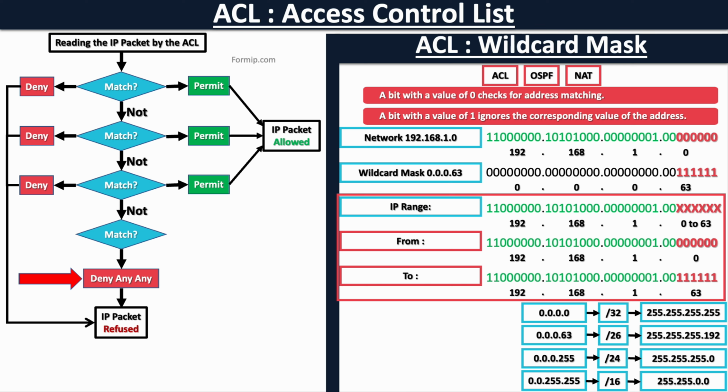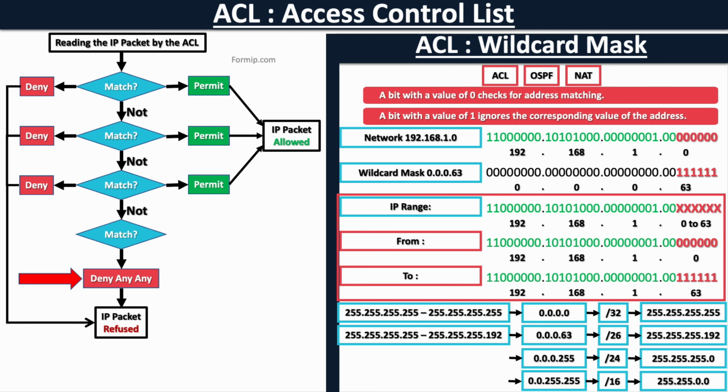0.0.255.255 corresponds to a mask of /16, 0.255.255.255 to a /8, and so on. To quickly calculate the wildcard mask, the easiest way is to make a simple subtraction of 255.255.255.255 by the normal mask that we want to convert to wildcard. 255 minus 255 gives us 0. 255 minus 192 gives 63. And 255 minus 0 equals 255.